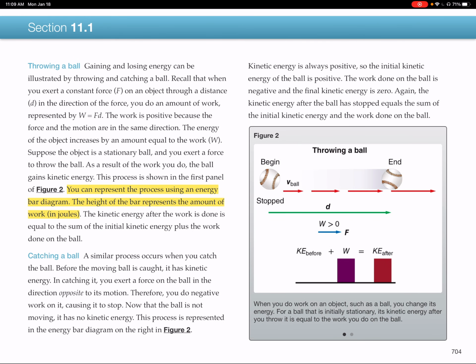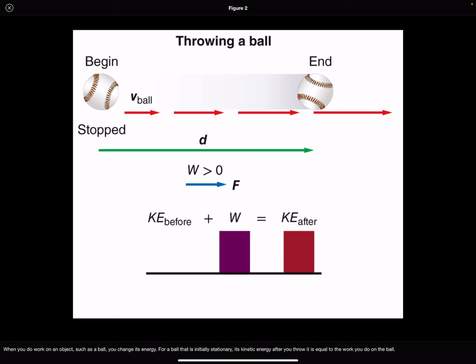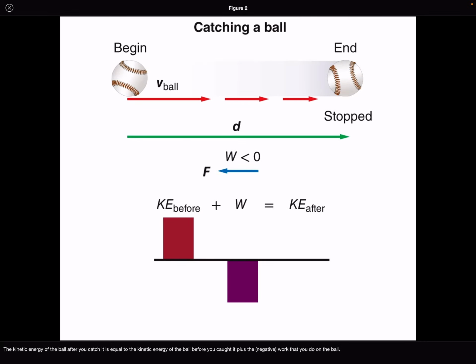So you can see this in the example of the ball here. At the beginning, the ball has 0 kinetic energy. Then you do a certain amount of work. And as we know, work equals the change in kinetic energy. So you're going to end up with a certain amount of kinetic energy after you throw the ball. And then when the ball comes to a stop, when it's caught, that kinetic energy is going to be lost by negative work, right? You're going to do a certain amount of negative work. So notice the bar graph is below the 0 line.